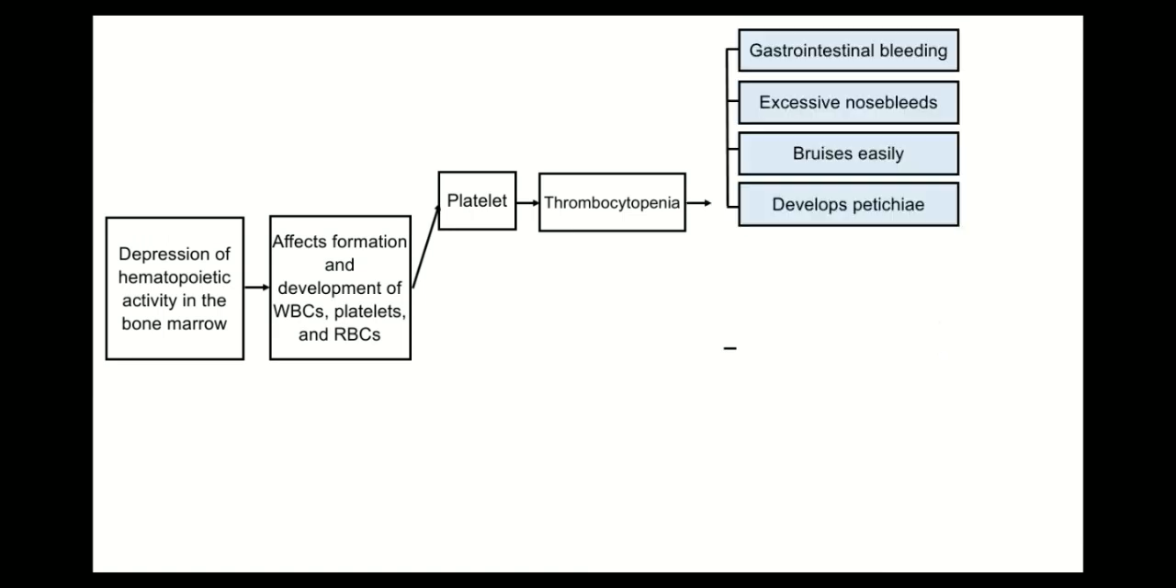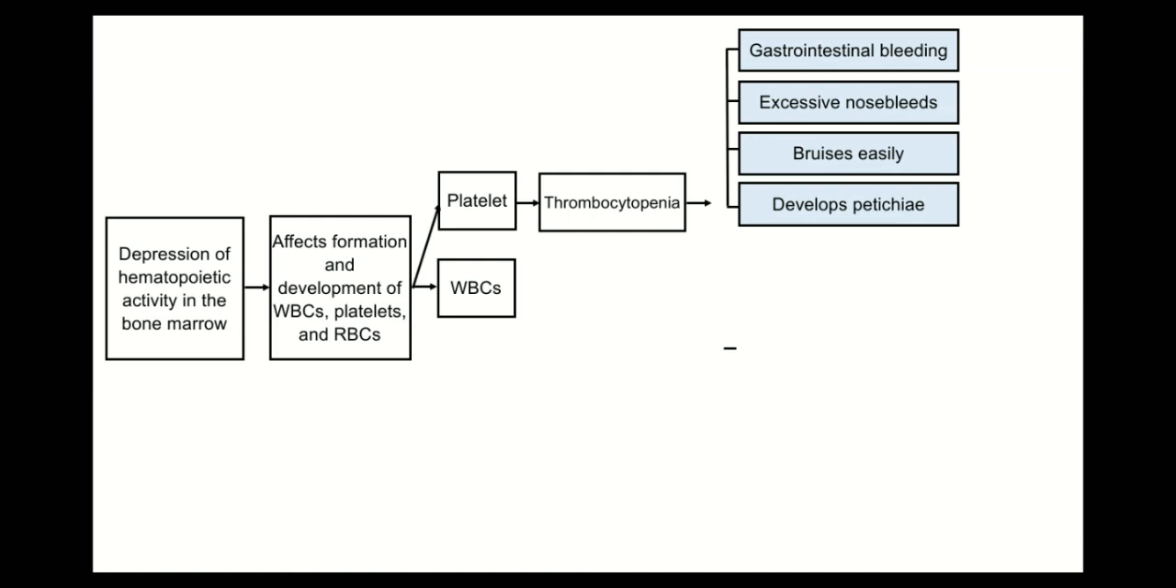Now let's focus on platelets. If the formation and development of platelets is affected, there will be reduced number or reduced formation, which will lead to thrombocytopenia. If the child has thrombocytopenia, he or she will manifest gastrointestinal bleeding, excessive nosebleeds, the child will easily bruise, and the child will also develop petechiae. So petechiae are macular purplish red spots on the skin of the child.